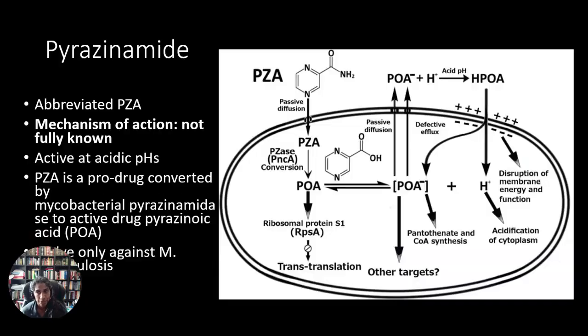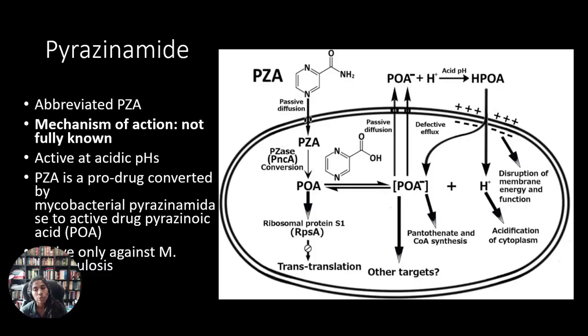Next, we'll move on to pyrazinamide, otherwise known as PZA. Its mechanism of action is not fully known. There are multiple proposed mechanisms of action. It's thought that it acidifies cytoplasm, can inhibit fatty acid synthase 1, which blocks mycolic acid synthesis. It is active at acidic pHs, and PZA, like isoniazid, is also a prodrug. It is converted to an active drug, pyrazinoic acid, by a mycobacterial enzyme.